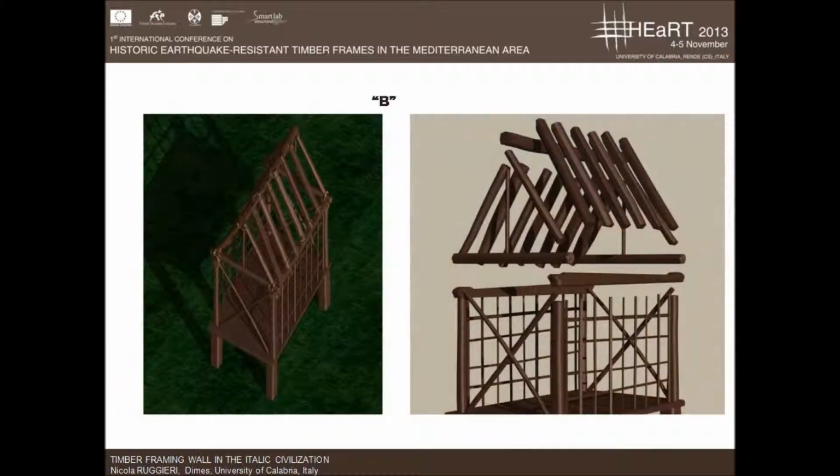Also, the grid pattern on the longest side has a similar aim, because the transversals and the posts that are arranged near to each other mean an improvement of stiffness under horizontal action.